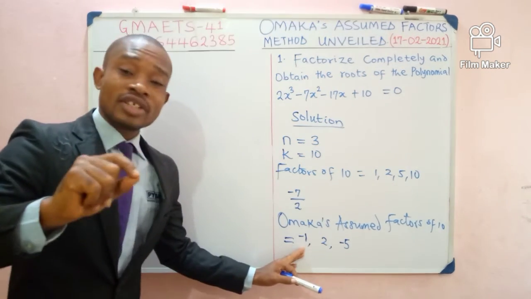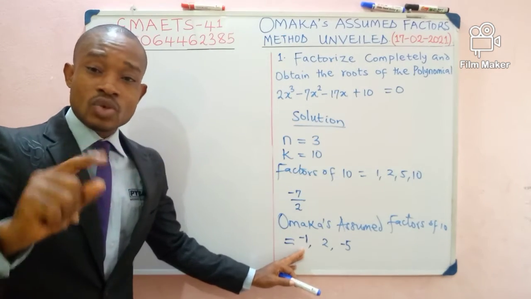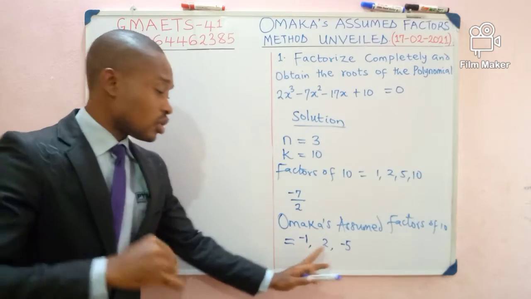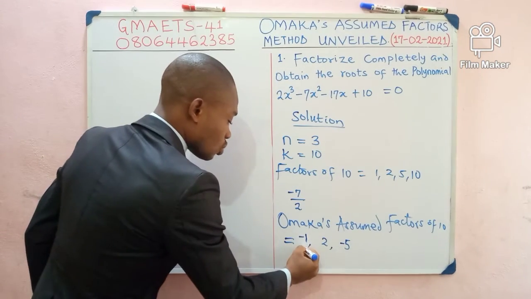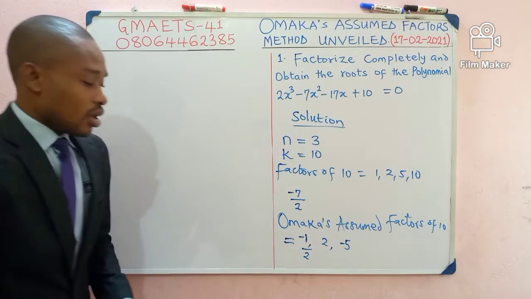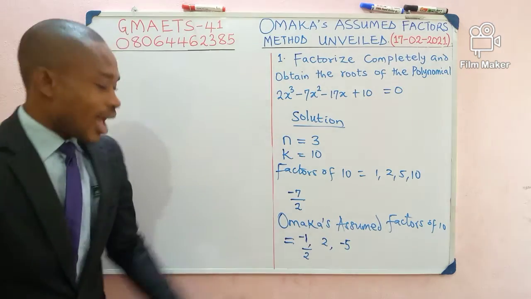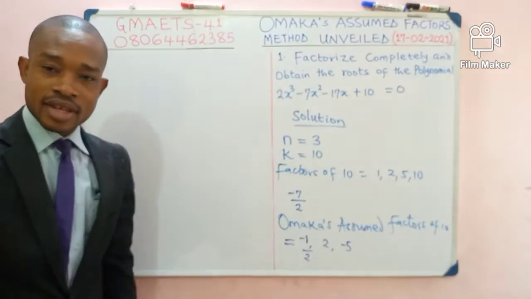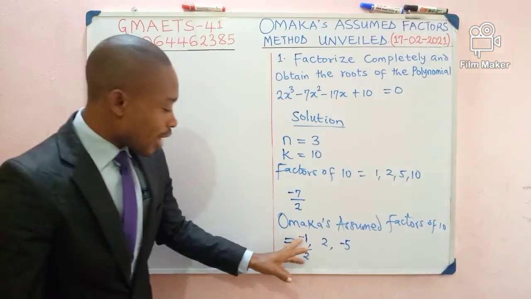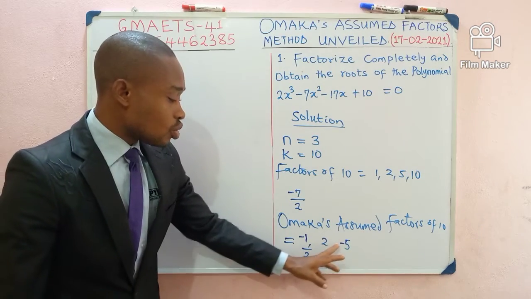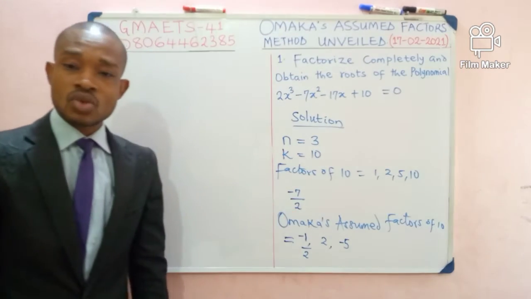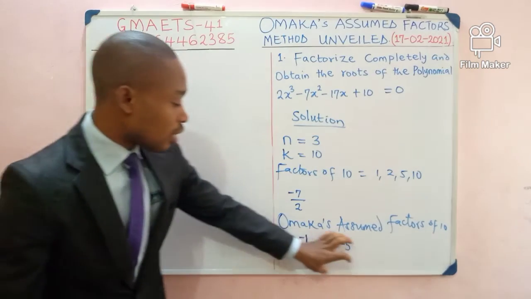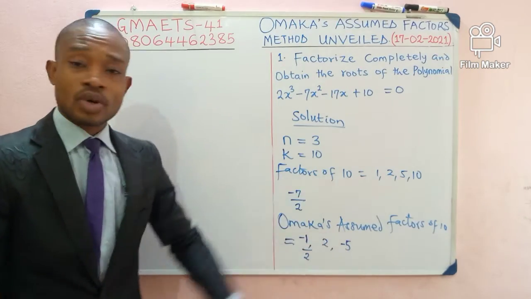The number from here that must carry the divided by 2 is either the first factor or the last factor. So we are going to introduce over 2 here and see minus 1 over 2. Add up these and see what you're going to get. If you add up minus 1 over 2 plus 2 plus minus 5, you're going to get minus 7 over 2. Therefore, these become the factors that will solve our problem for us.